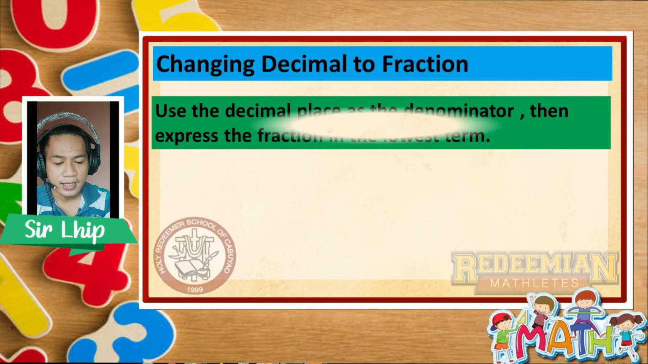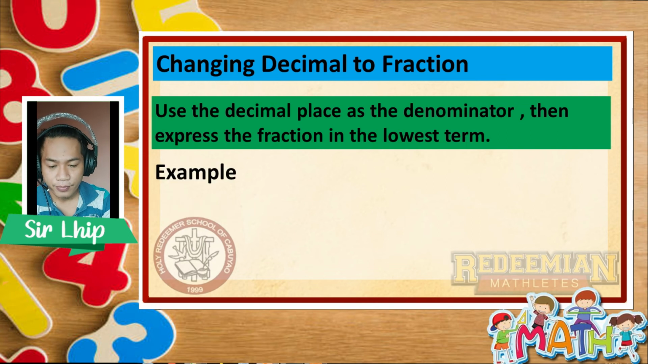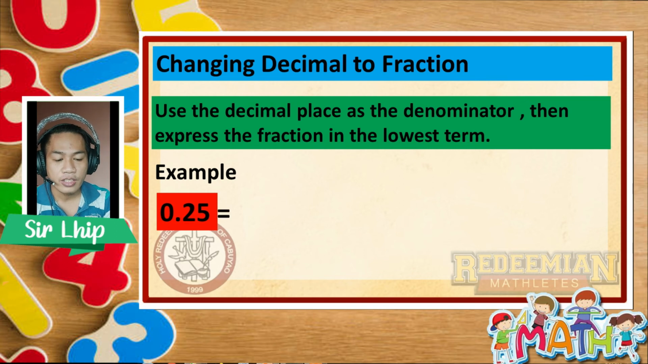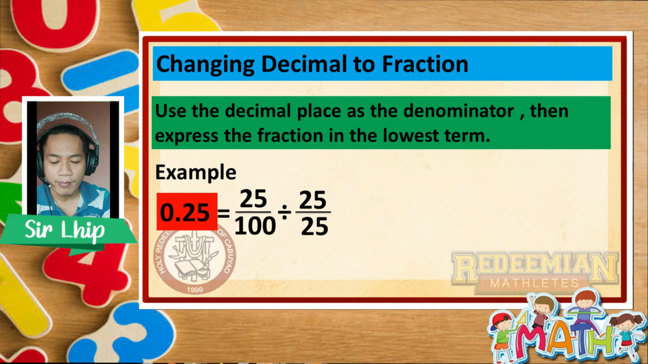Changing decimal to fraction. Use the decimal place as the denominator, then express the fraction in the lowest terms. Example, 0.25 or 25 hundredths. To write this in fraction, write 25 as numerator and the place value as denominator, which is 100. So, 25 over 100. Then simplify 25 over 100, divide both by 25. So 25 divided by 25 equals 1. 100 divided by 25 equals 4. So 25 over 100 equals 1/4.